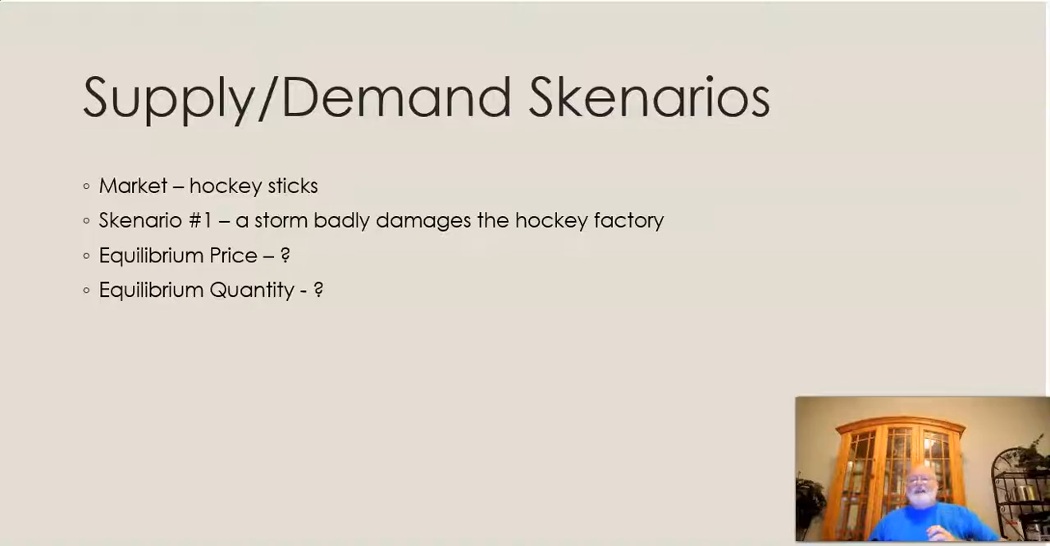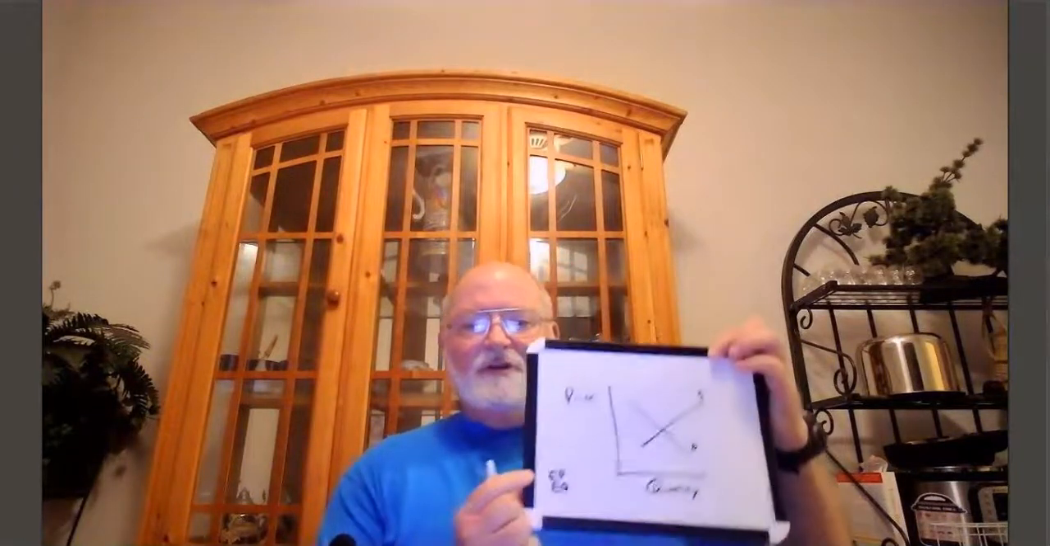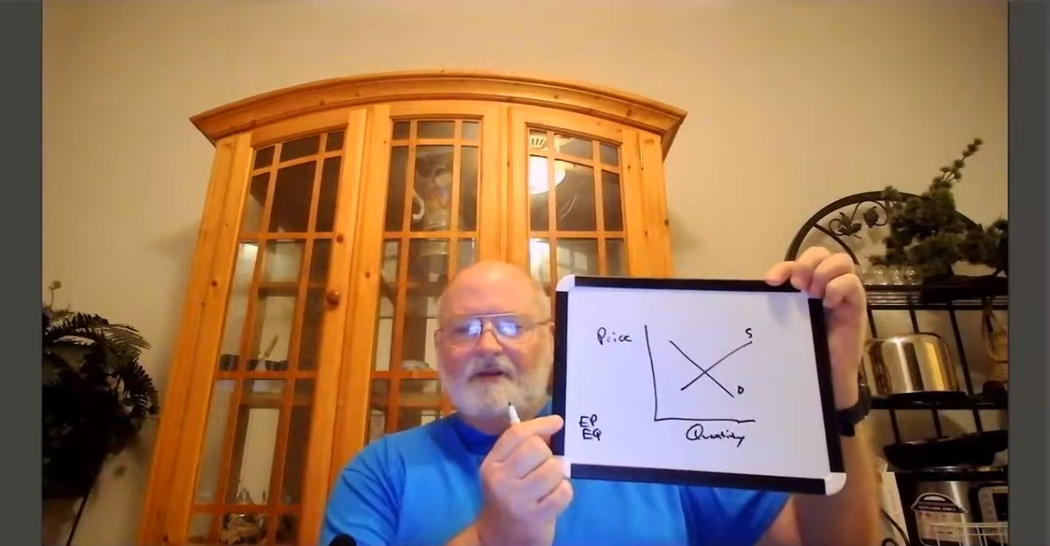If the hockey factories have been damaged, is it going to be an increase in supply or a decrease in supply? And I hope this is intuitive. It is going to be a decrease in supply, which is a shift to the left of the hockey curve. So let me see how I can do this here. All right, so this is what I want you to do in all 10 of them. So you've got this already drawn for all 10 of them.